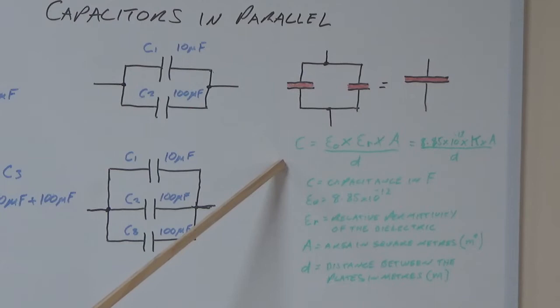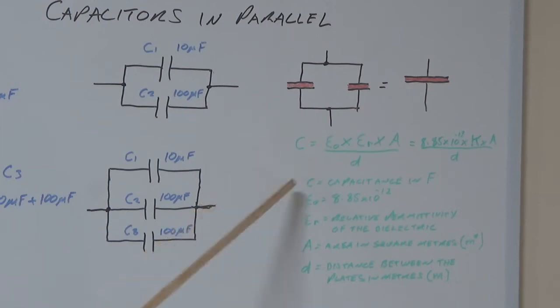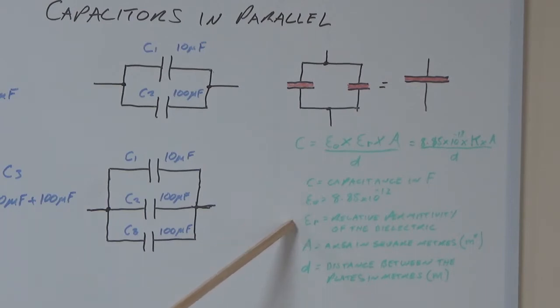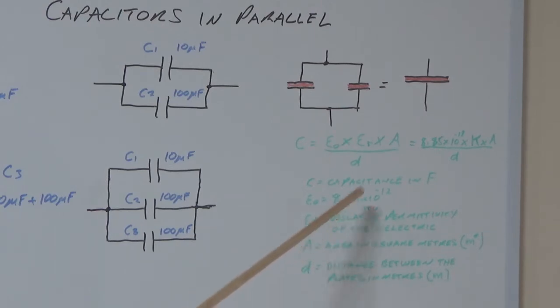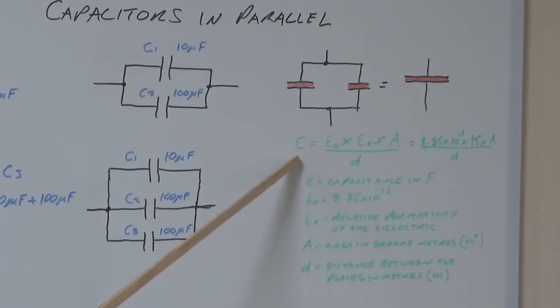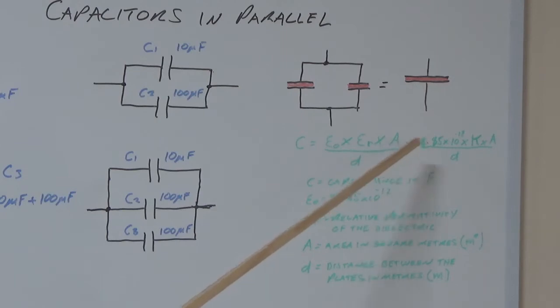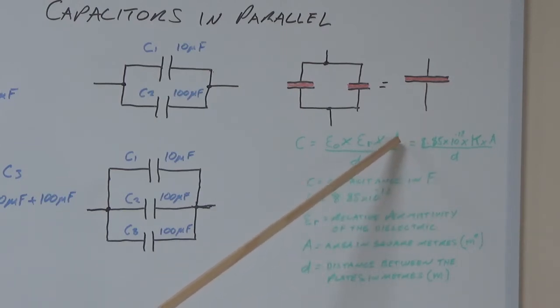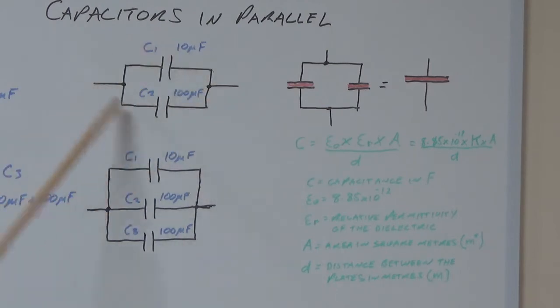And if you look at the formula for actually calculating capacitance, you can see here capacitance is equal to a constant, which is 8.85 times 10 to the negative 12, your relative permittivity of the dielectric, and that's this part of the formula here. And then you've got the area in square meters, represented by A, and then you've got the distance between the plates represented by D. But the only part we're actually changing of all this is the area. So you can see here if the area increases, the capacitance must increase.